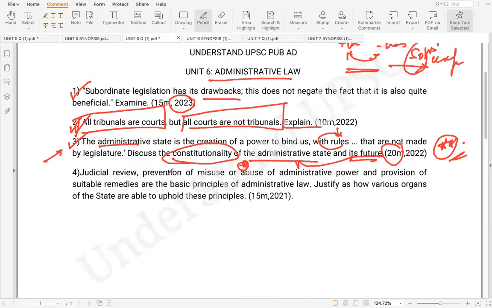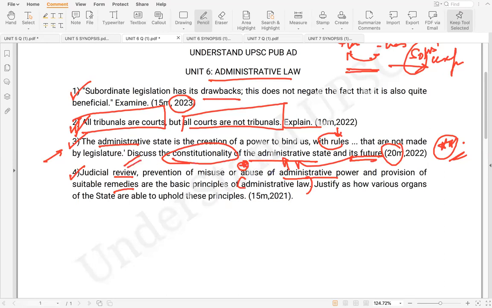The last question for this unit: judicial review, prevention of misuse or abuse of administrative power, and provision of suitable remedies are the basic principles of administrative law. Justify how various organs of the state are able to uphold these principles. You have to talk about how the judiciary is able to uphold the principles of administrative law. We have to talk about how administrators are able to uphold the principles, etc. Okay?